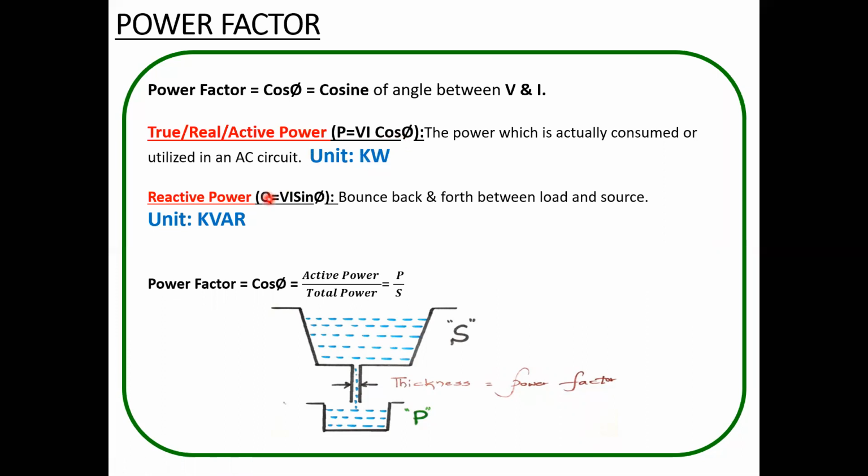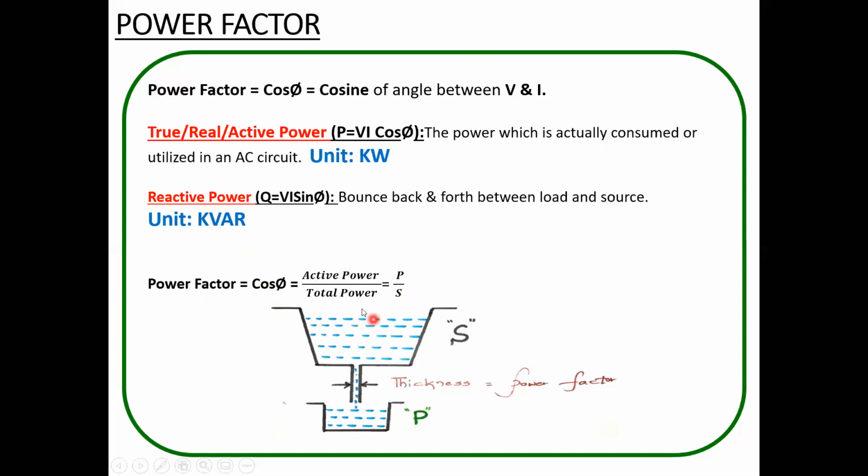Reactive power is the power moving between source and load, from source to load or load to source. This type of power is nothing but reactive power, and the units are kilovolt ampere reactive. And from those powers, we have the power factor formula. It's a cosine angle. In the previous slide we observed P by S, and we can easily observe P by S from this diagram.